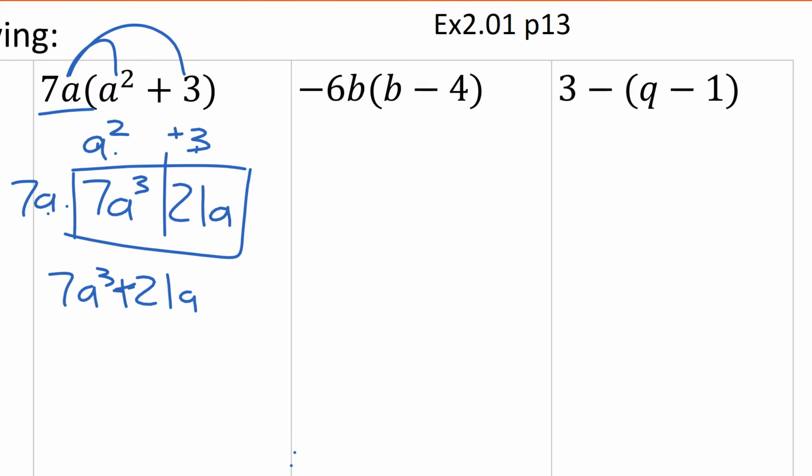That's actually a pretty schmick Kiwi too, by the way. So here, what am I doing? Negative 6b times b. What is that? Minus 6b squared. What is negative 6 times negative 4? Positive 24b. There is my answer.